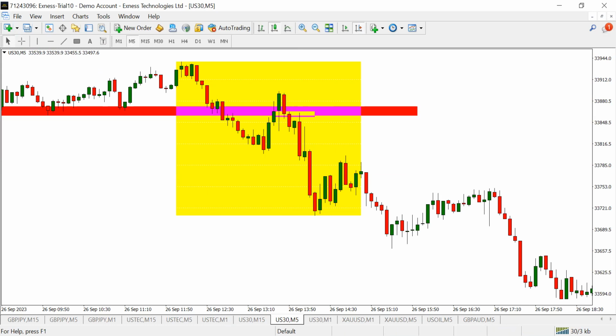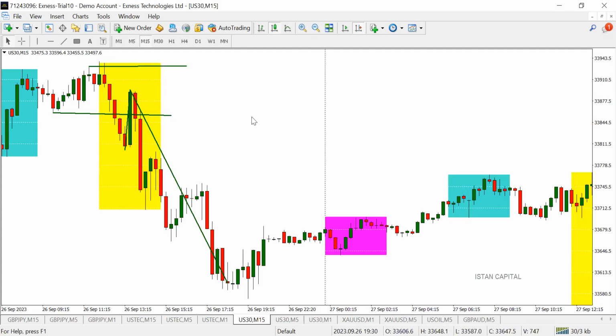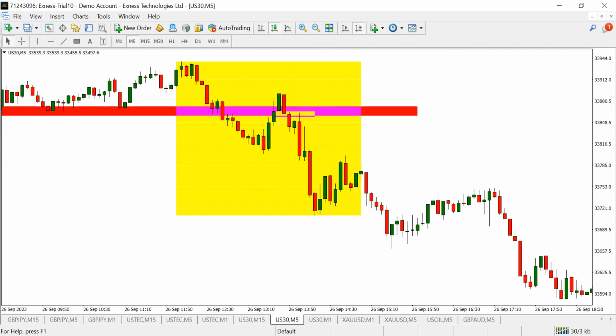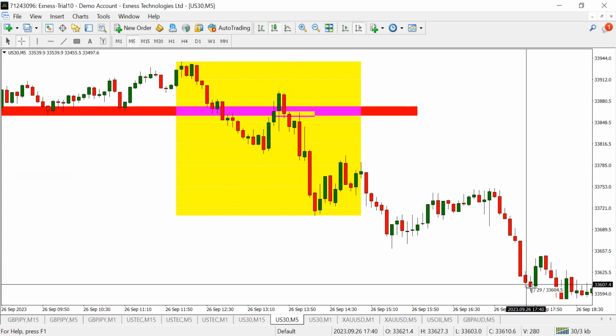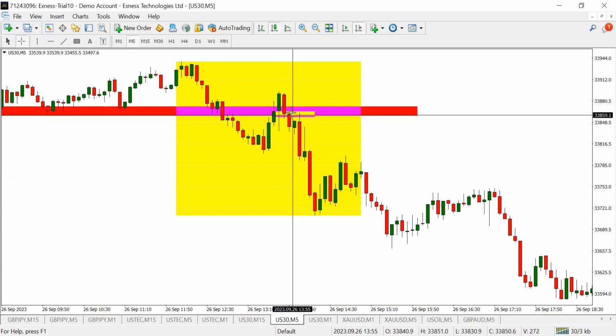Do not be greedy and start targeting huge levels like this, like here for like 250 pips. Just take your 150 pips and be done. 160, 170 pips and be done. You can even take your 140 pips and be done.